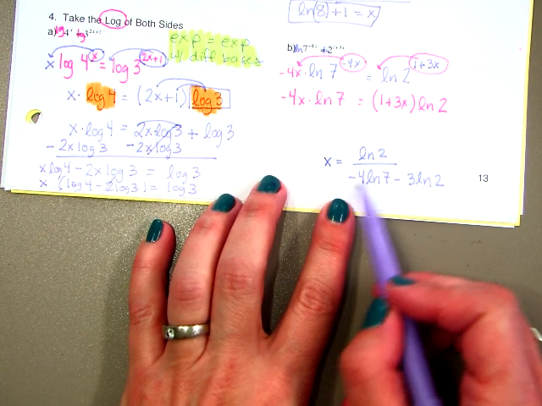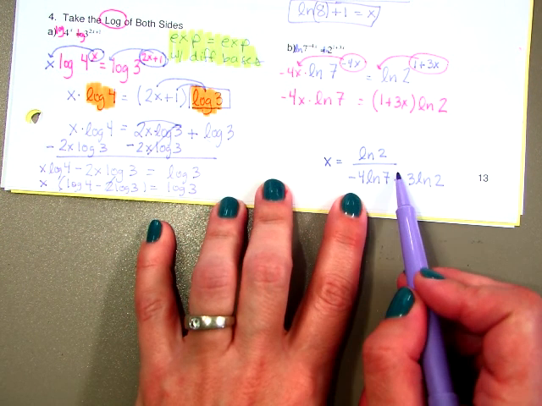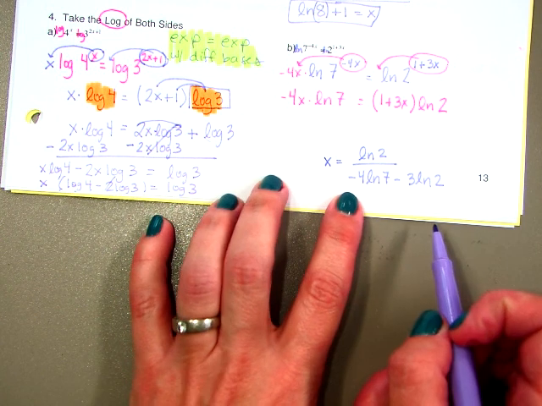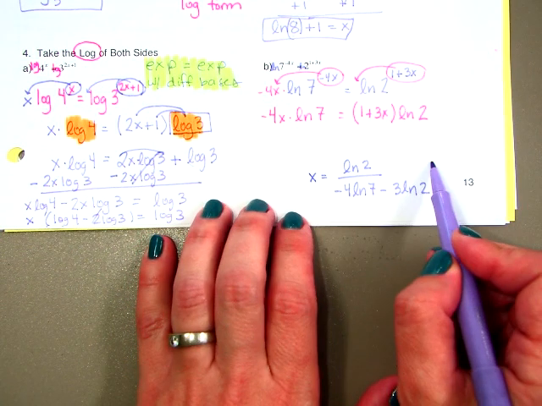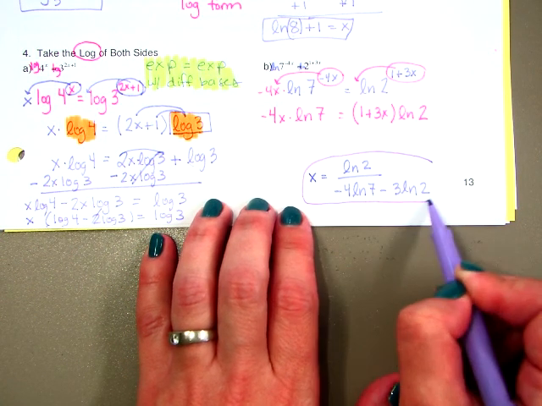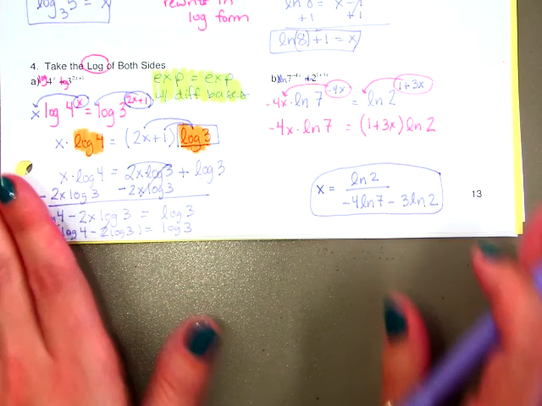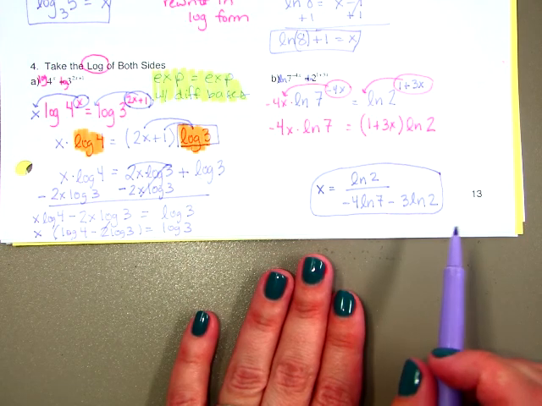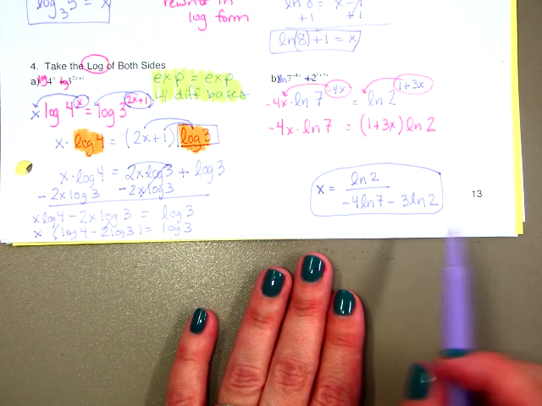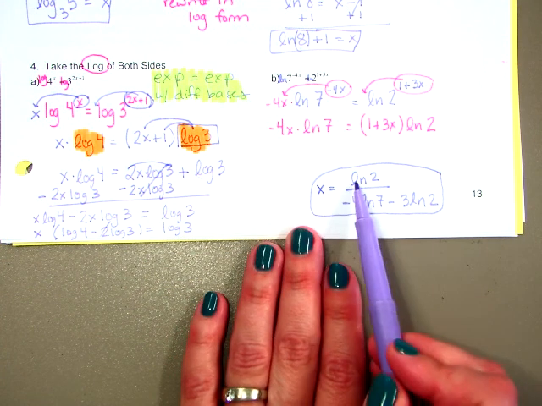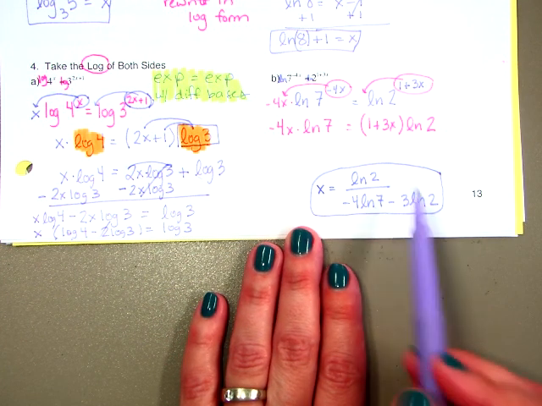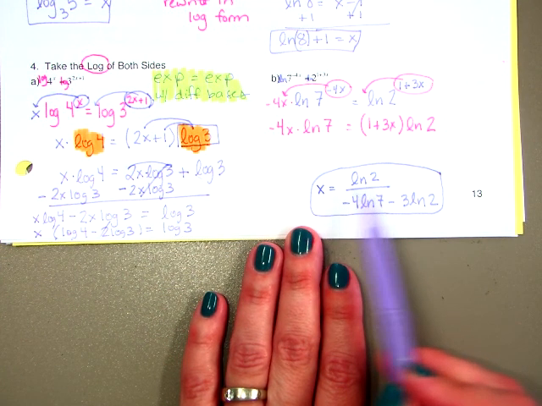Now, let me talk about why I did ln. Why couldn't you just have done log? You could. The only difference in your answer is it would have been log 2 over negative 4 log 7 minus 3 log 2, which is still the same answer in the end. It's still going to be the same thing.